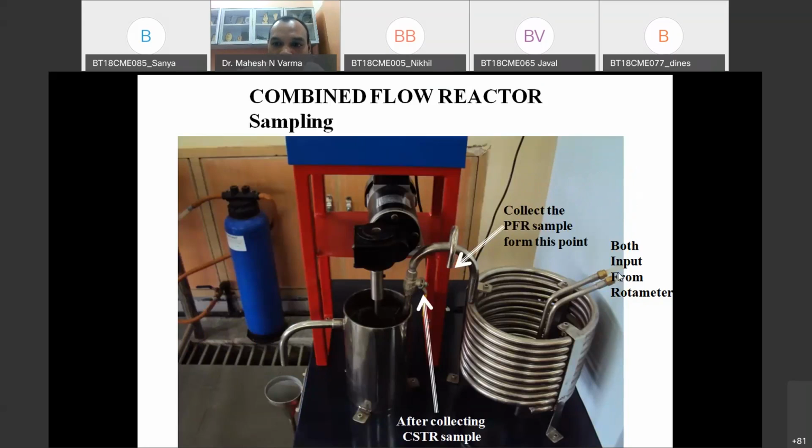So here this is taken to be the input concentration. So this is Ca naught, Cb naught. Ca naught, Cb naught is given to this PFR, and here there will be the Ca1, Cb1 concentrations of NaOH and ethyl acetate, and at this point you will have Ca2 and Cb2. This is Ca1, Cb1. This is Ca2, Cb2.